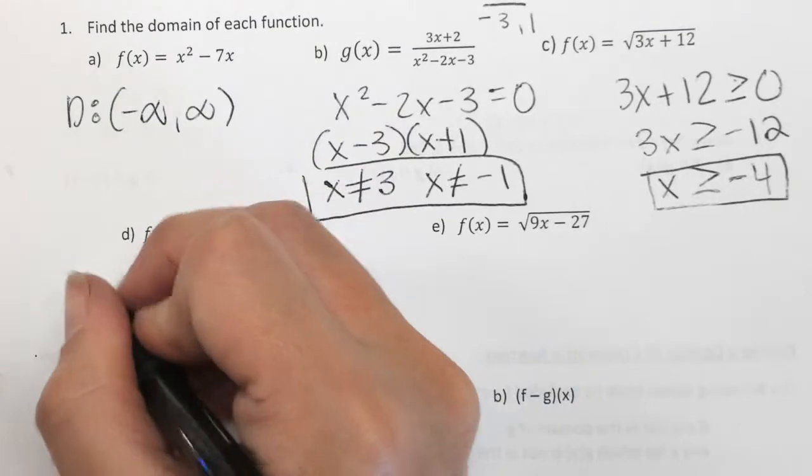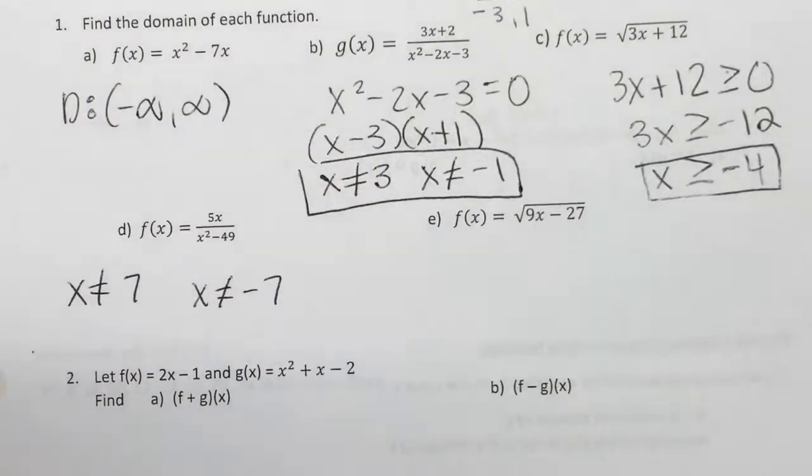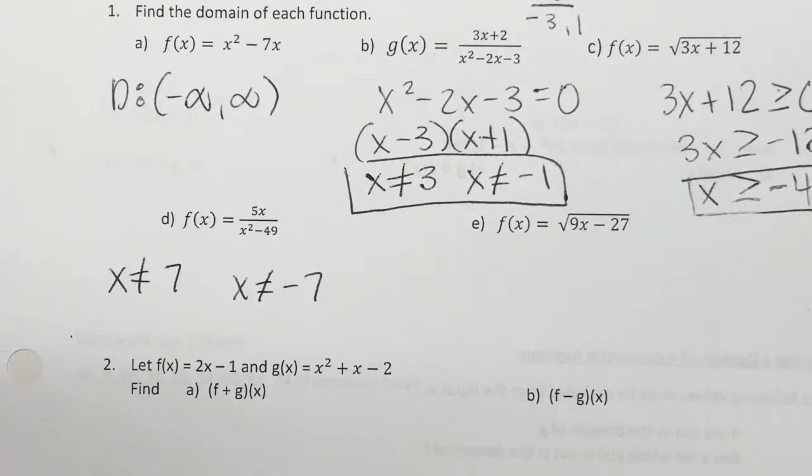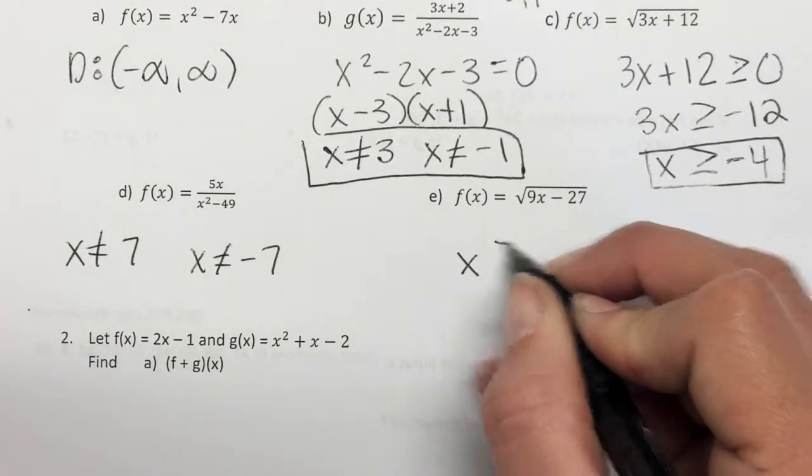Alright, so what did y'all get for D? X can't be what? Very good. Do I need to go over that one? That'll be fine. And what y'all get for this one? X is greater than or equal to 3.